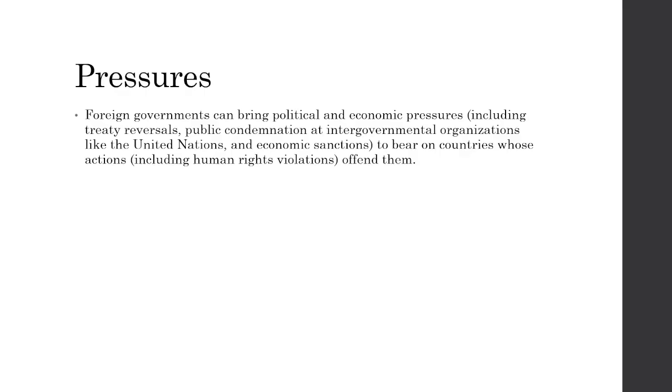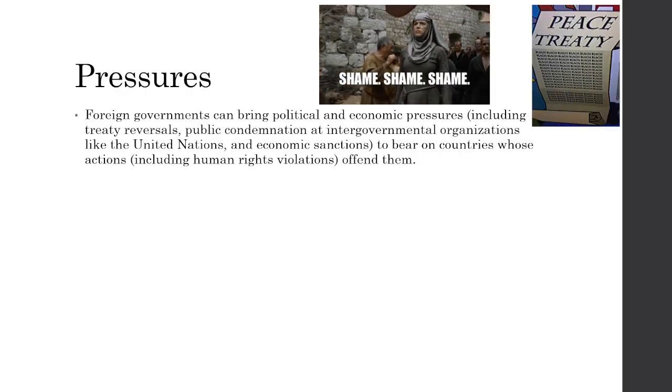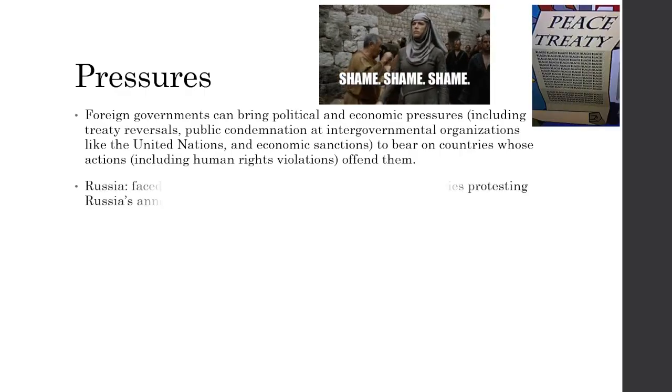And this doesn't have to be just with the environment. This could be with human rights violations. If the government's promoting or not acting upon human rights violations, another country or an organization like the United Nations can place economic sanctions on these countries and basically shame them a little bit.